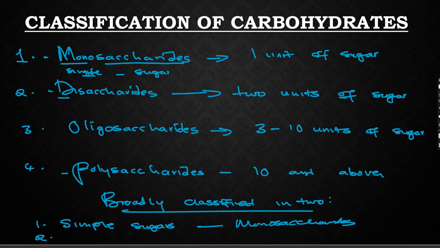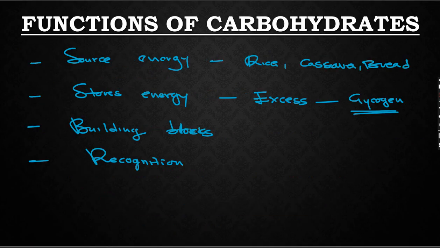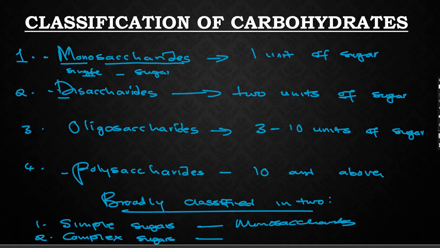The other classification is complex sugars. This includes sugars from two monomers up to infinity. You can add as many as possible. So this includes disaccharides, oligosaccharides, and polysaccharides. My pen is skipping a bit. I'm sure you have seen what I'm pointing at: these are part of the complex sugars.